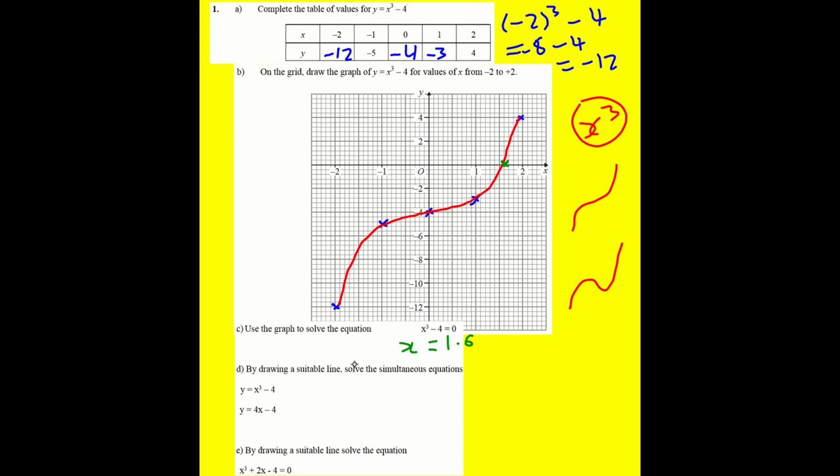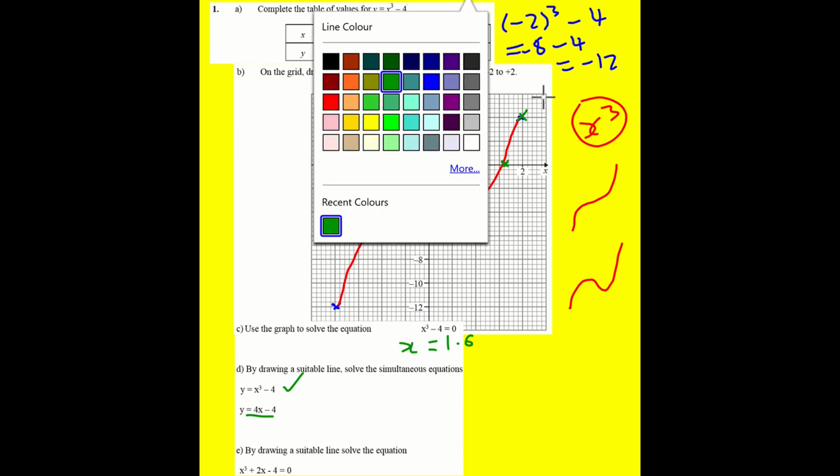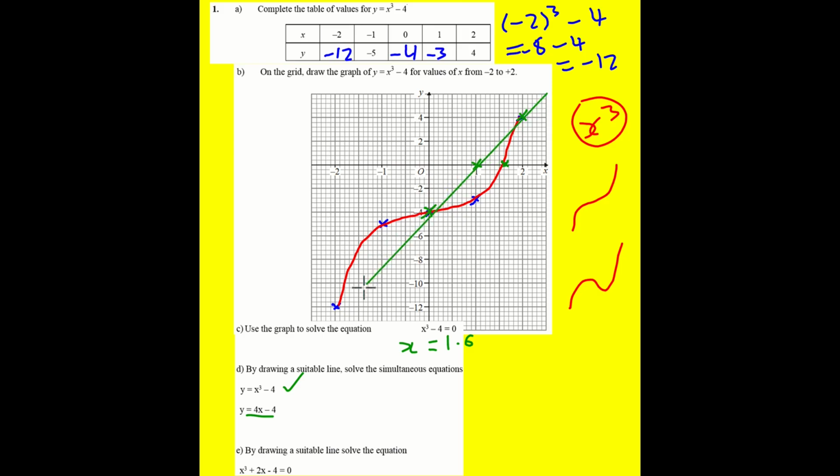Now, by drawing a suitable line, solve the simultaneous equations. Y equals x cubed minus 4. We've already got that line. And then y equals 4x minus 4. So we're going to need to draw this line here. Okay, let's have a go at that. I know it goes through minus 4. And then I'm going to go along 1 and up 4, which is interesting enough here. Along 1 and up 4. That's enough points to be able to draw my line. It's going to look like this.